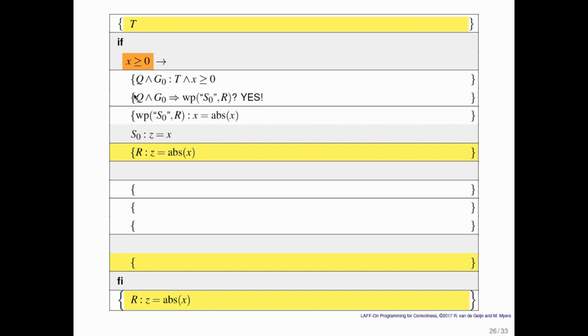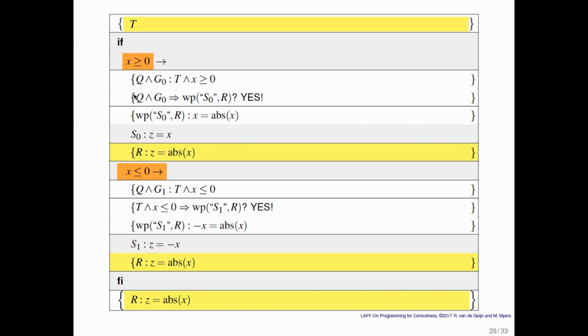And notice that we filled in the proof of correctness along the way. And then we say, well, what about if x is less than or equal to 0? We similarly derive the guarded command for it, as well as its proof of correctness. And then we ask the question, does true imply x greater than or equal to 0 or x less than or equal to 0? And the answer is yes, and therefore we're done.